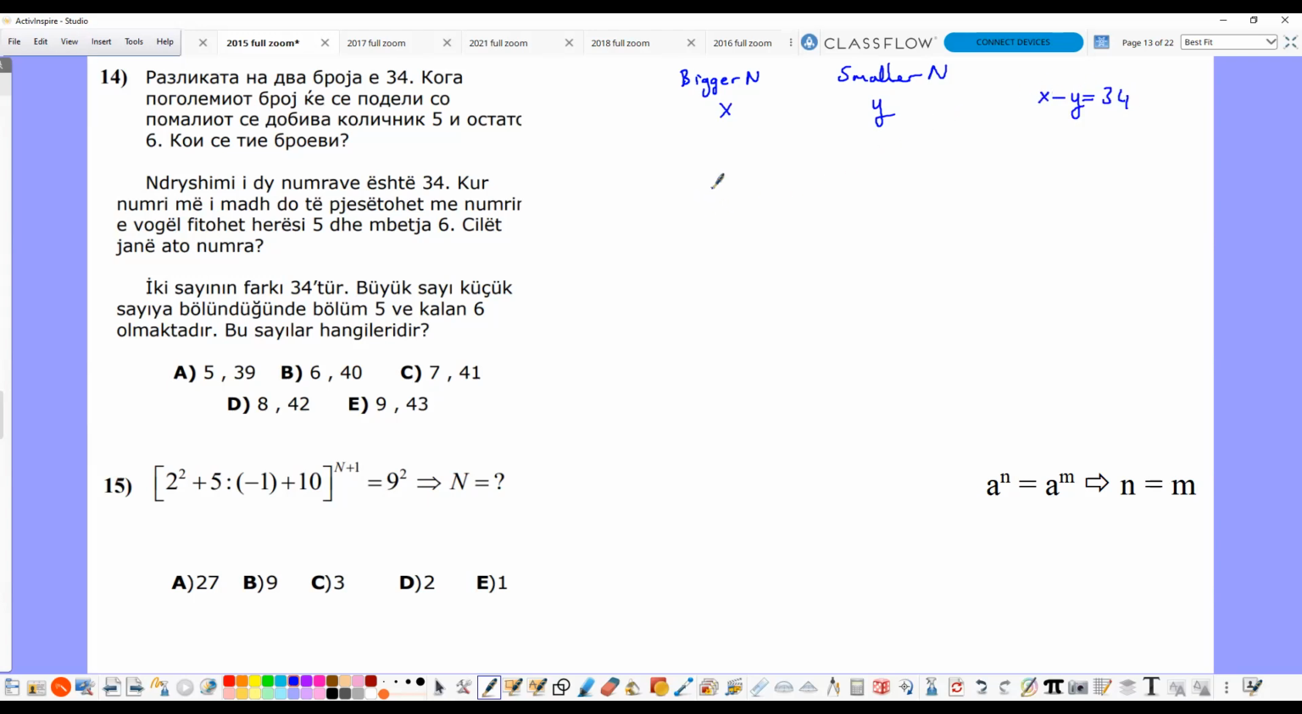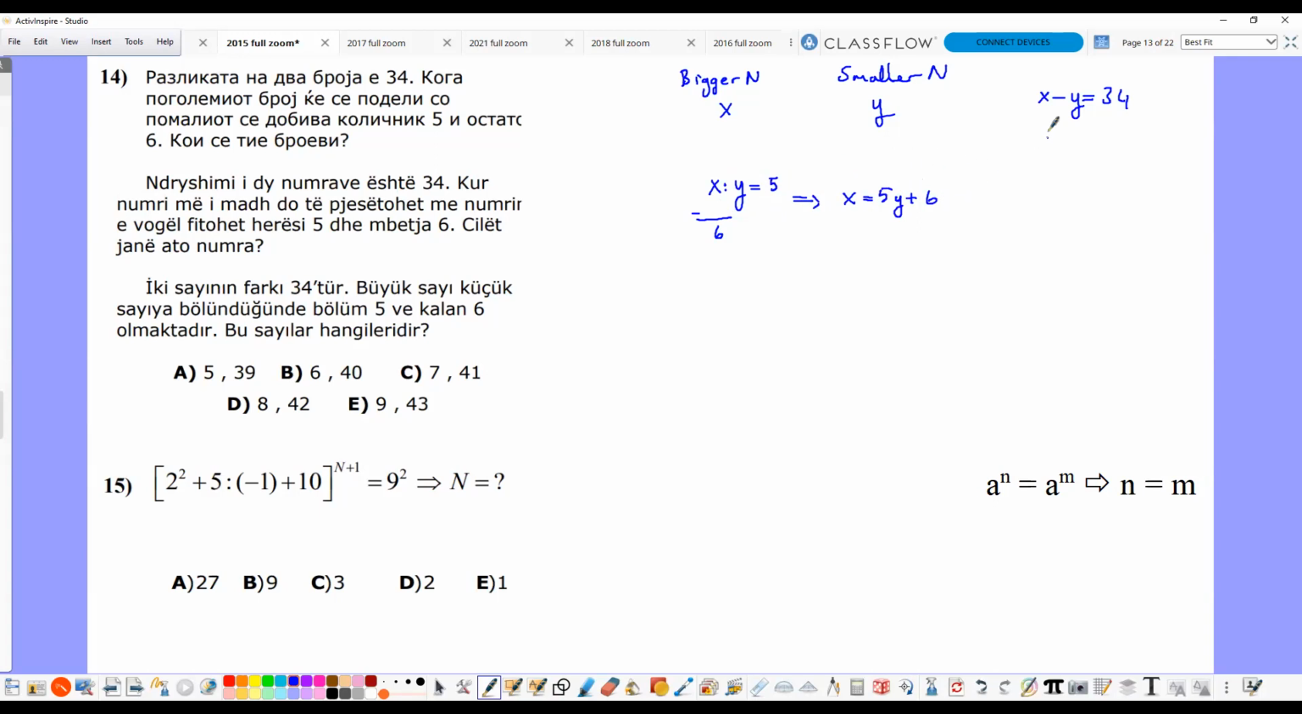The second one: if the big number is divided by the small number, the division result, called the quotient, is 5, and the remainder is 6. Which means the big number divided by the smaller one gives a result of 5 and a remainder equal to 6. From this one we can get the division algorithm like this: x is equal to 5 times y plus 6. This is called the division algorithm.